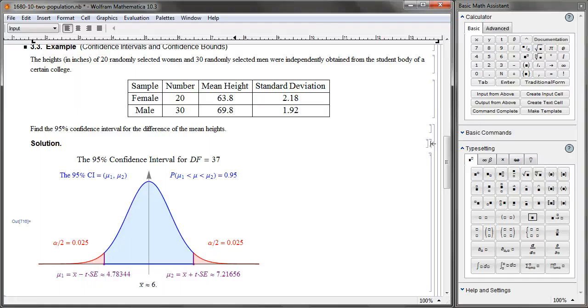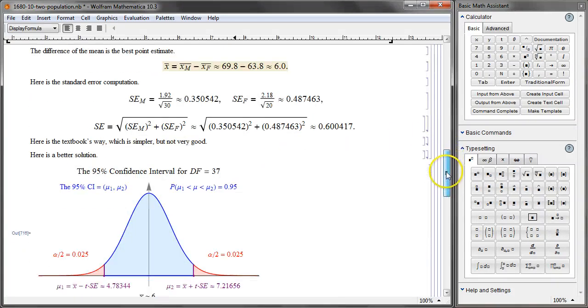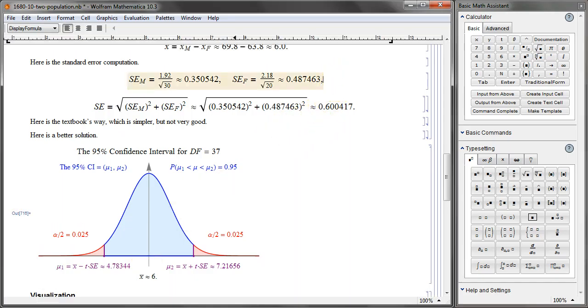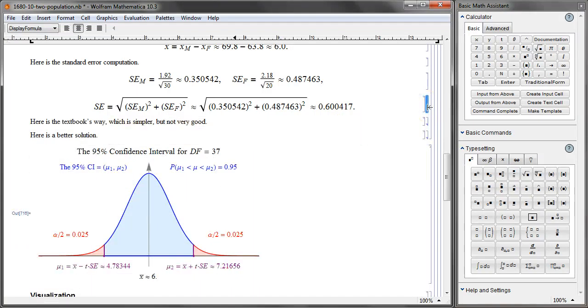Okay, how do we do that? Well, the observed mean difference is 6 inches, so that goes right in the middle. Okay, and here are standard error computations for male and female respectively. Put those two together, then you have the standard error of the entire system. If you're a little bit more comfortable with the algebraic manipulation than the others, then you can use this kind of argument too. But most of the students will probably prefer this one.